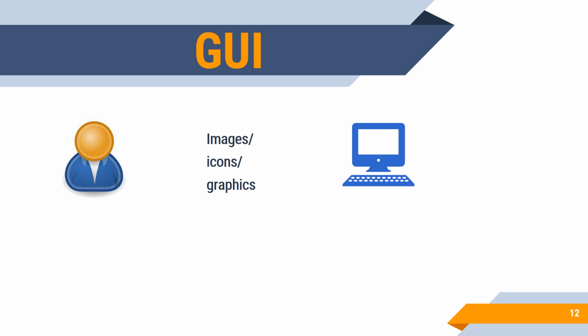The GUI representations are mostly manipulated by the pointing device. What is the pointing device? Mouse is a pointing device. Trackball is a pointing device. In the mobile, we are using the touch screen. That is, a finger on the touch screen is a pointing device. So it is easy to use and the navigation is also easier.